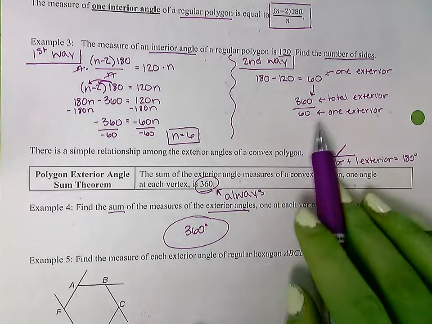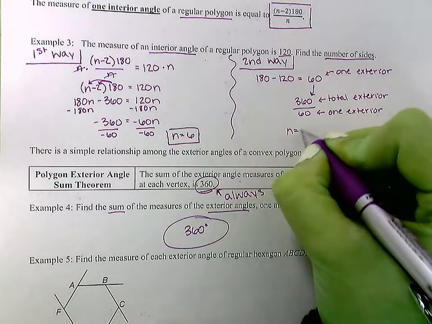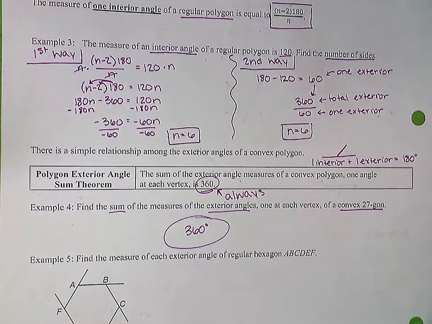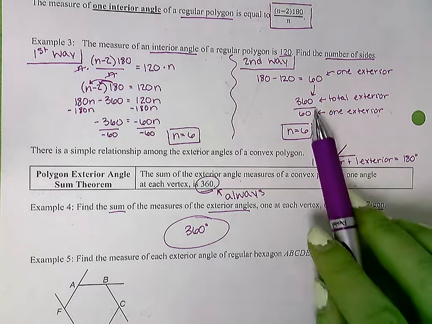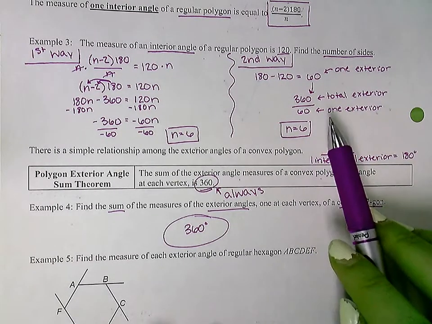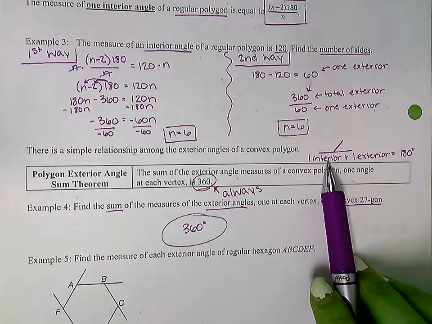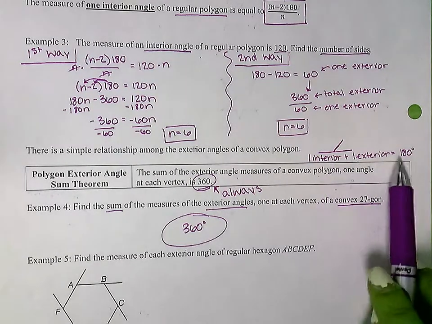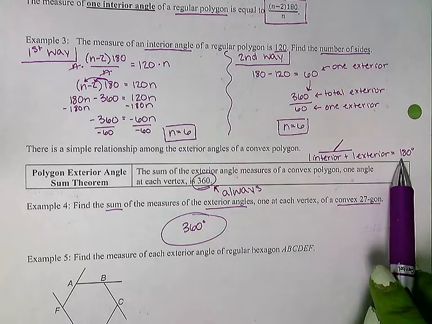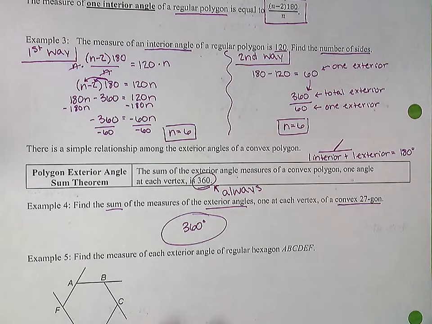Okay, so if I take 360 divided by 60, I still end up with 6. Okay, I still end up with 6 because there are 6 exterior angles in this polygon because there are 6 sides and there are 6 interior angles. Okay, that's your relationship among all of these. Okay, so I find this way a little bit easier. It's a little less work. As long as you understand that one interior plus one exterior make a straight line, which is 180. Okay? Questions on that second way?